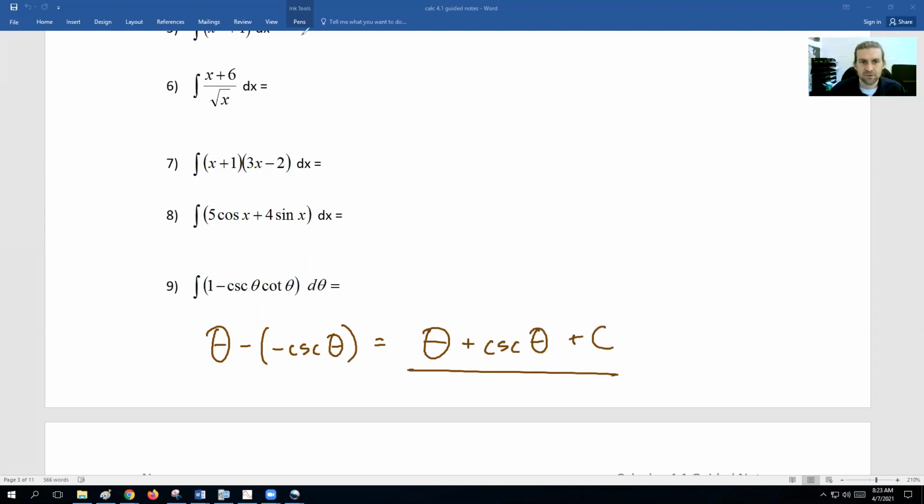Okay, so that's all we're going to do for the first part today, guys, is just getting used to taking antiderivatives. We'll do some more complicated ones tomorrow, but just kind of warming up today with the first part.